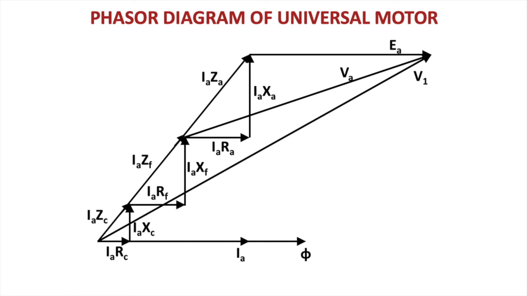The resistive drops will be in phase with the current and the reactive drops will be in quadrature with the resistive drop, and you can get the supply voltage V1 as the combination of the armature drop, the field drop and the compensating winding drop added to the armature voltage. You will get the supply voltage. And if you want to find out the supply voltage of only the armature, only the armature drop has to be considered along with the back EMF.